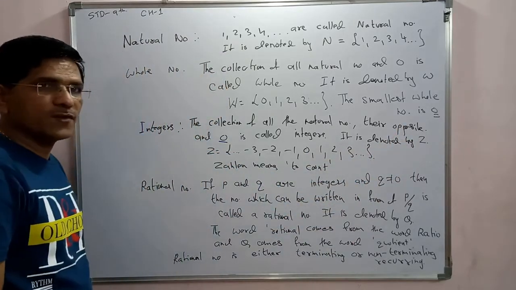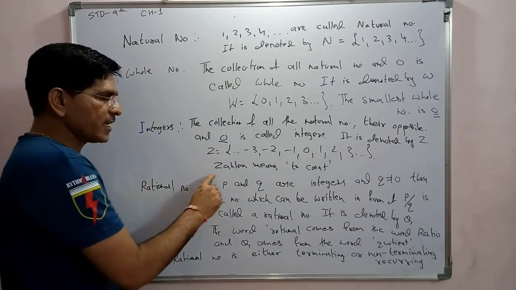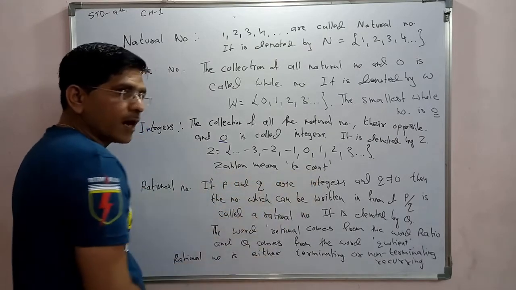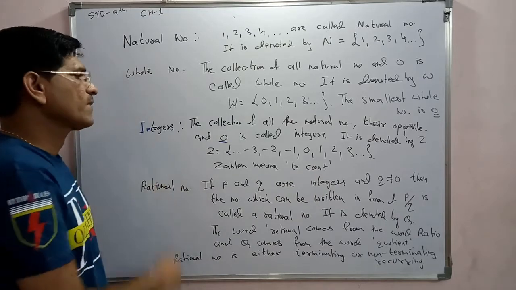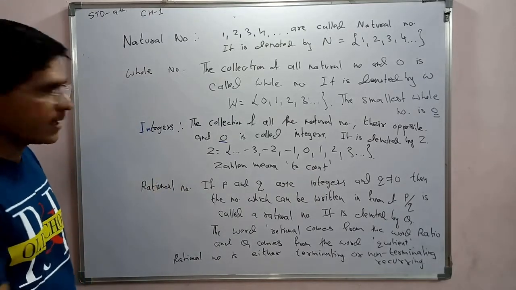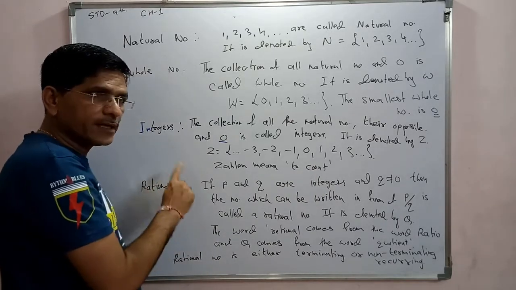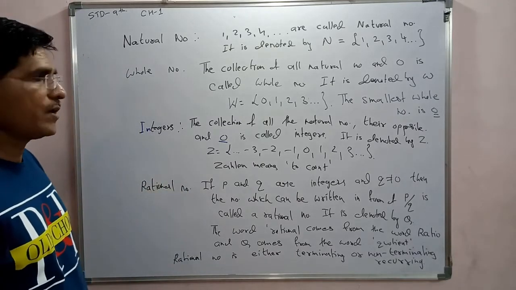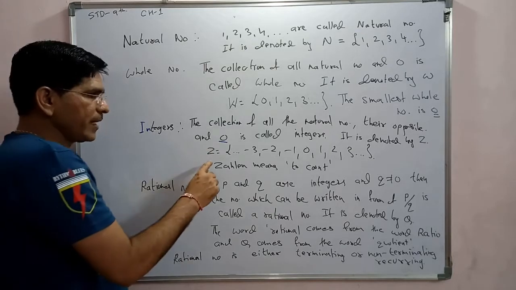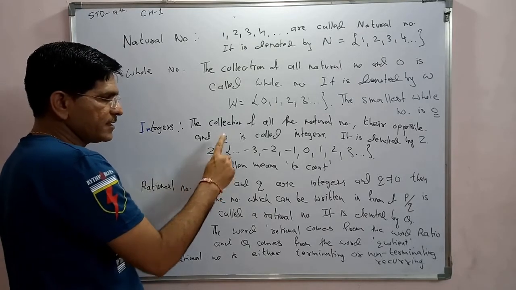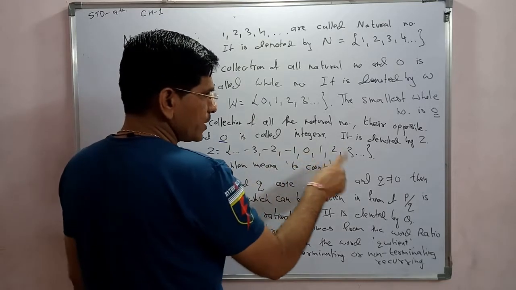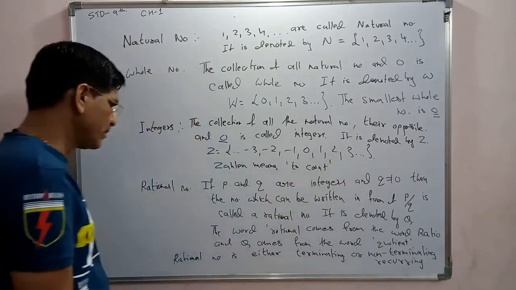What is the meaning of Z? Z actually comes from the German word zählen, meaning to count. That is why we are using the symbol Z. Integers are also infinitely many numbers; we cannot count them. So in curly brackets we write Z equals three dots, -3, -2, -1, 0, 1, 2, 3, three dots, and then curly bracket over.